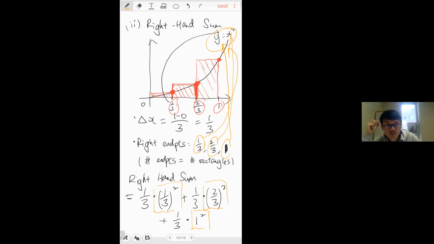Am I making sense? So in general, if you get a question that asks you to find the left-hand sum and right-hand sum, you don't need to draw the graph. You can if you want, but you don't need to draw the graph. Any questions?